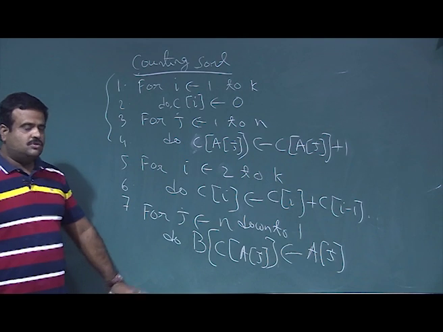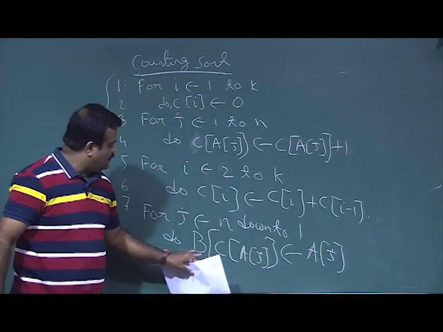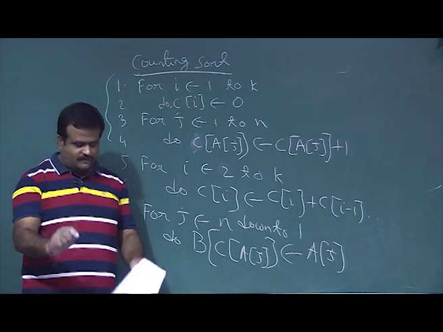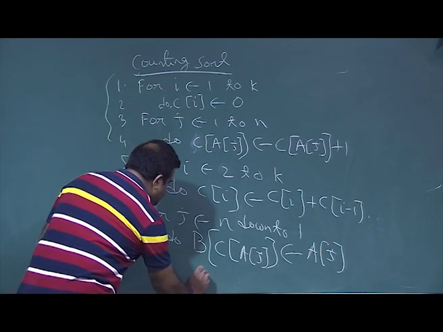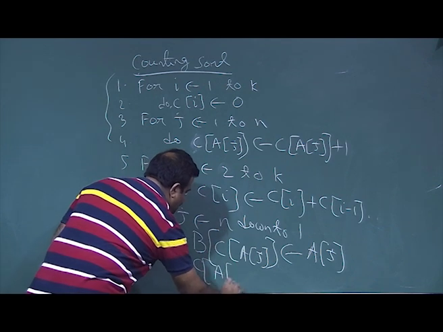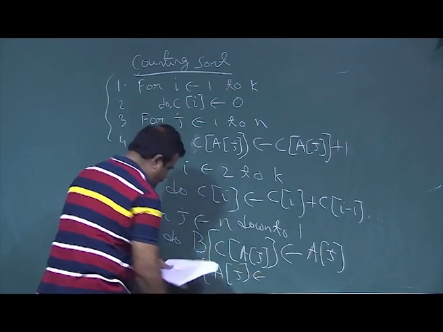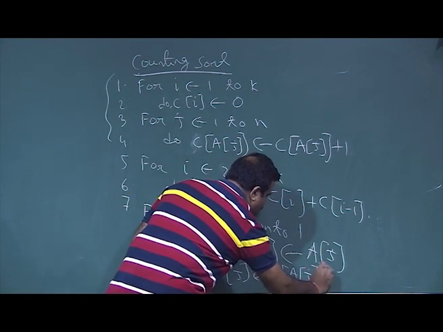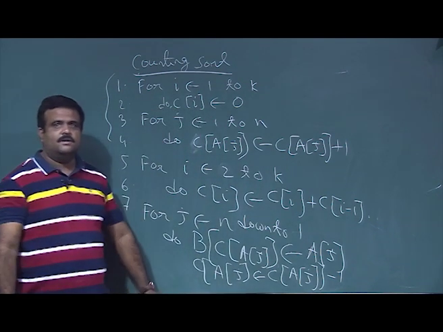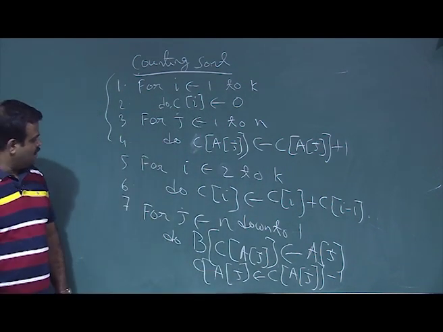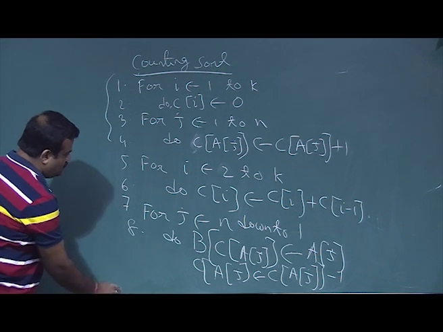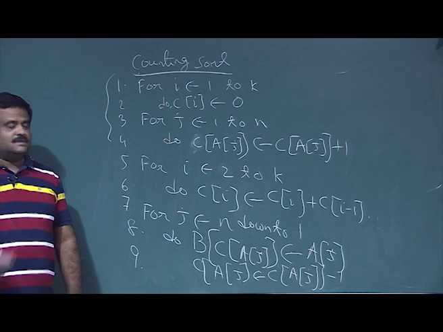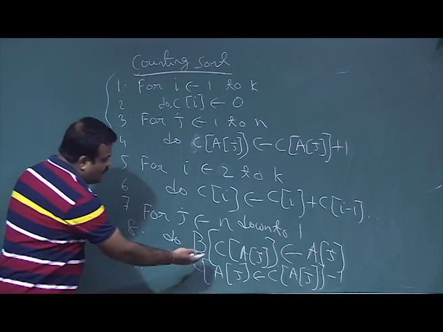Okay. So, this Aj we are going to fill in B of C of Aj, and we decrease C of Aj by 1. So, C of Aj is decreased by C of Aj minus 1. So, this is 8, this is 9. So, this is the bucket filling.